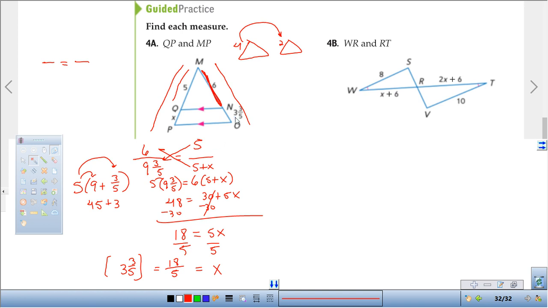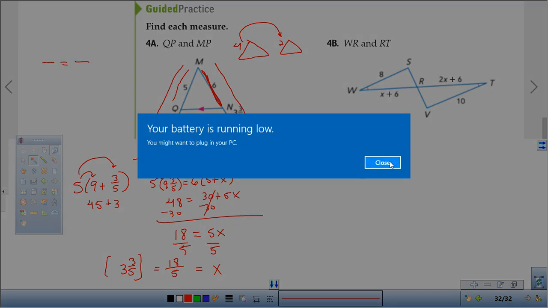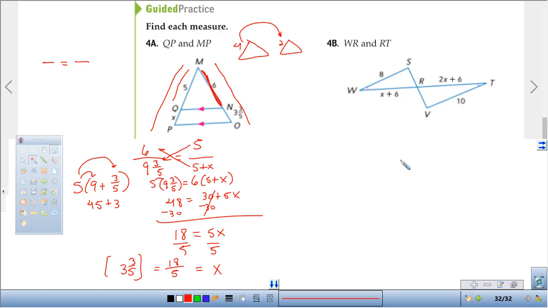No, wow. Well, it was just so lucky, I guess. I need to get my charger, guys. Okay.